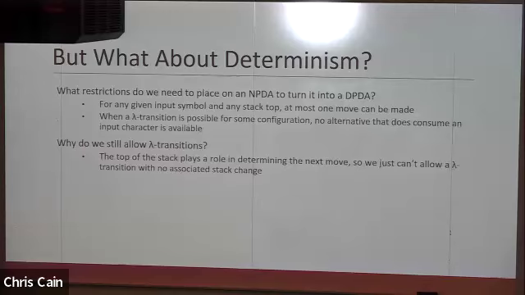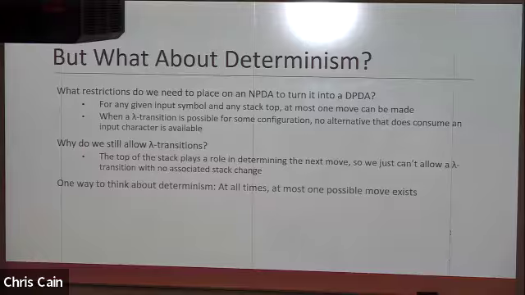And we can't have that level of ambiguity. That is non-determinism. So just like with the DFA, at all times, at any position, there is only one move possible. But that is possible with lambda transitions in DPDAs.